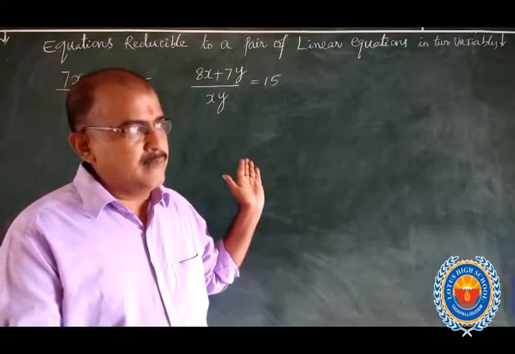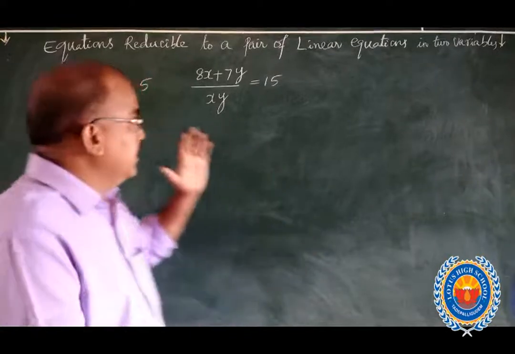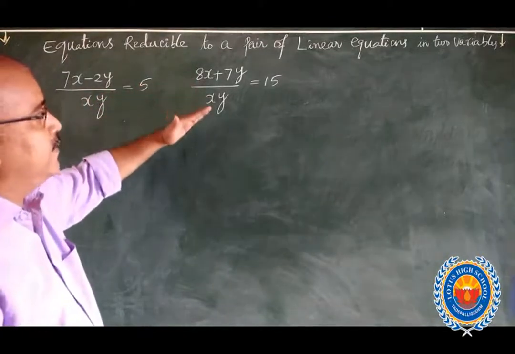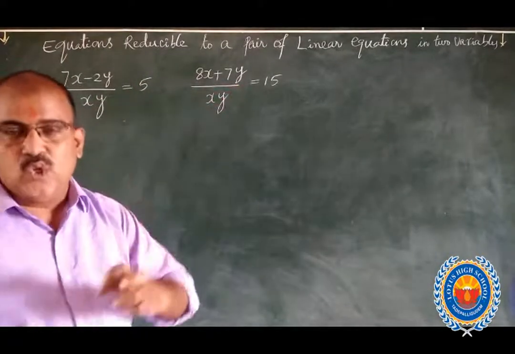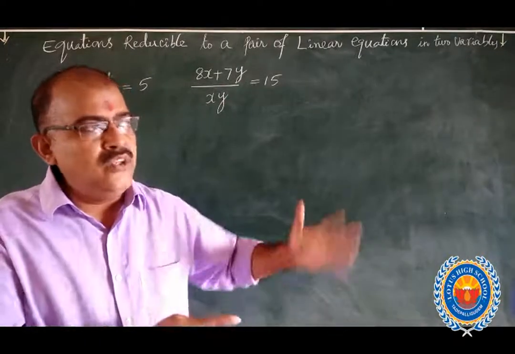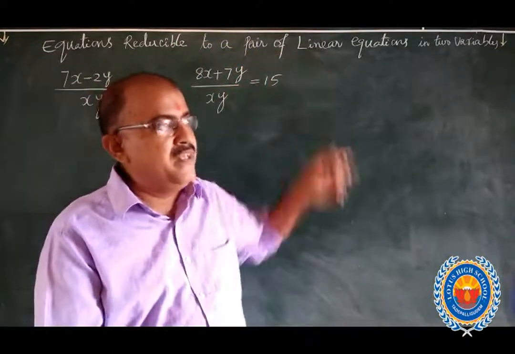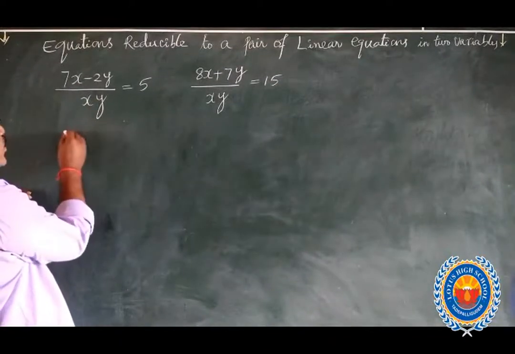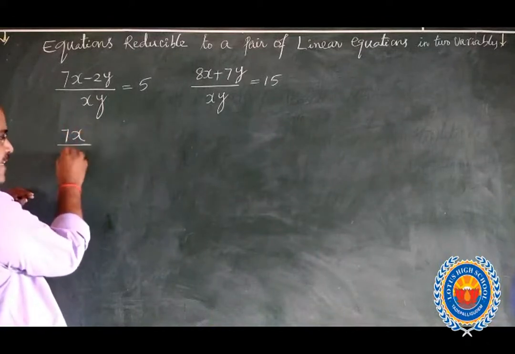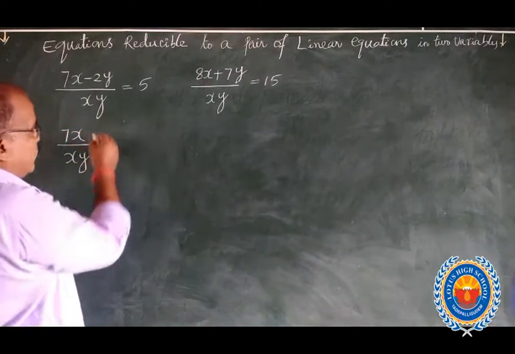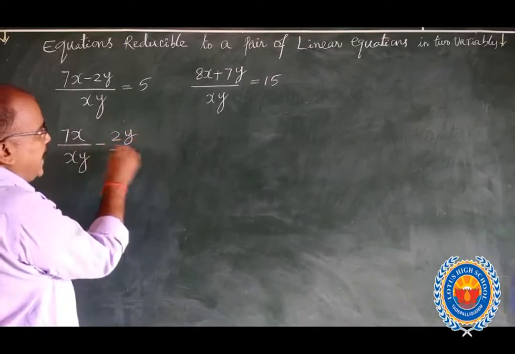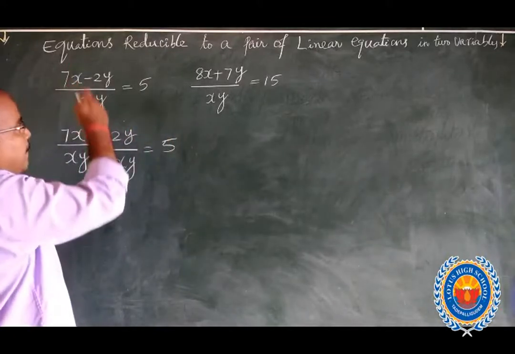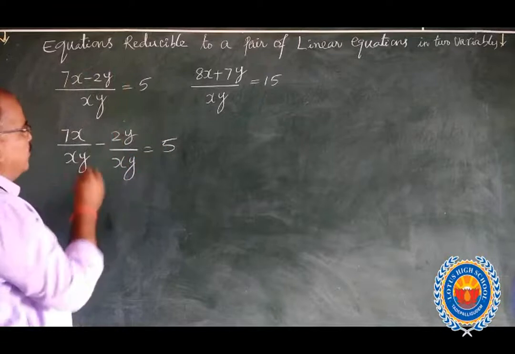So the same models, sometimes they may give like this. That's why this is the first question. 7x minus 2y by xy is equal to 5 and 8x plus 7y by xy is equal to 15. So here we have to do something, then only we get the previous video questions. Now here how to do, carefully you see, 7x by xy minus 2y by xy is equal to 5.